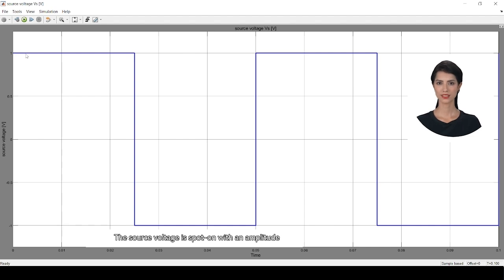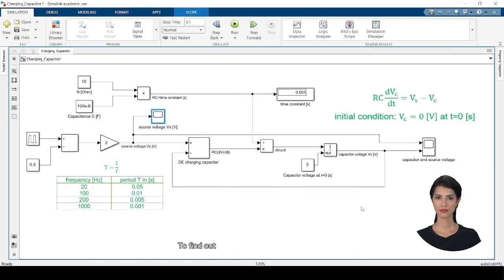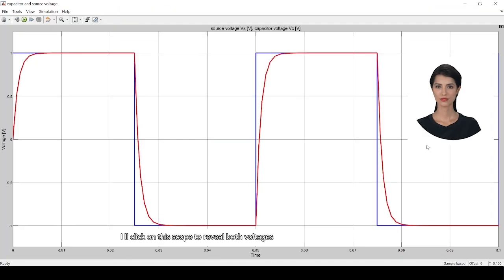The source voltage is spot on with an amplitude of 1 volt and a period of 50 milliseconds, repeating itself perfectly. You can see the period indicated below. Now, what does the capacitor voltage look like? To find out, I'll click on this scope to reveal both voltages. The blue line represents the source voltage, while the red line shows the capacitor voltage.